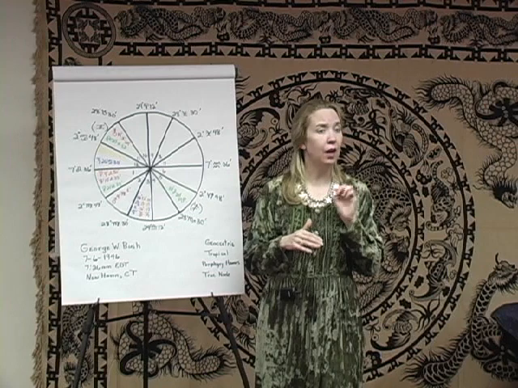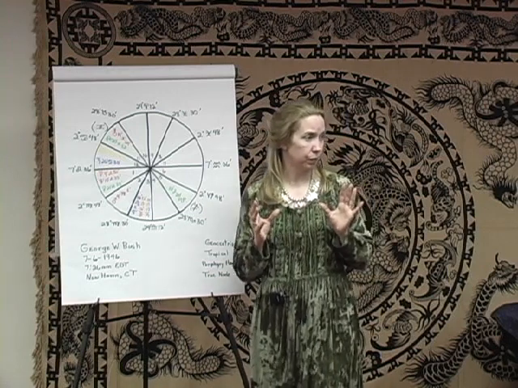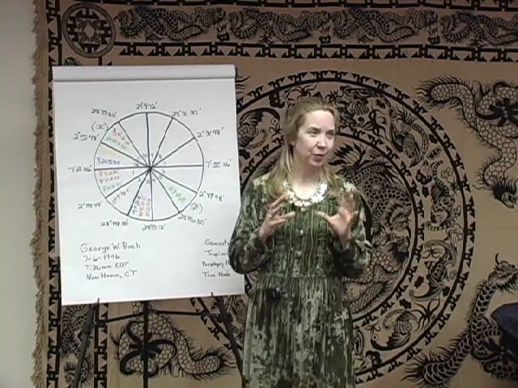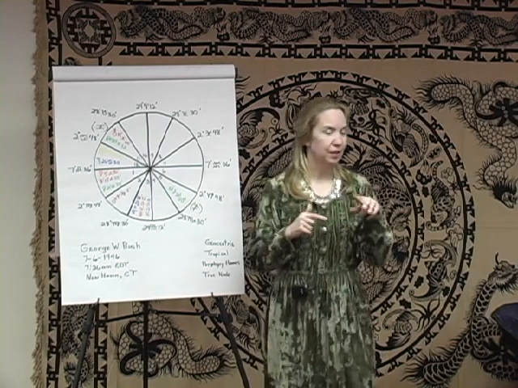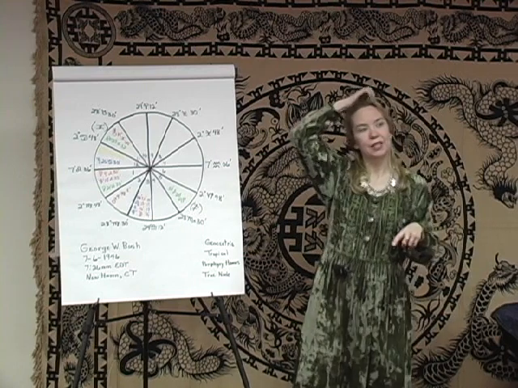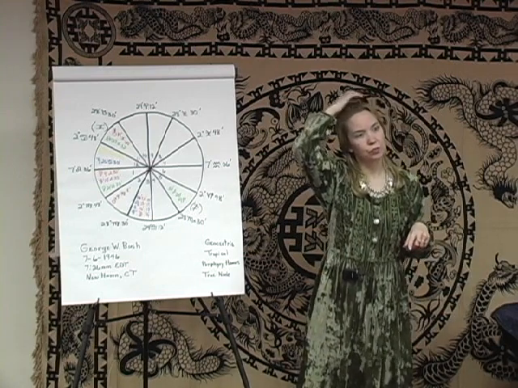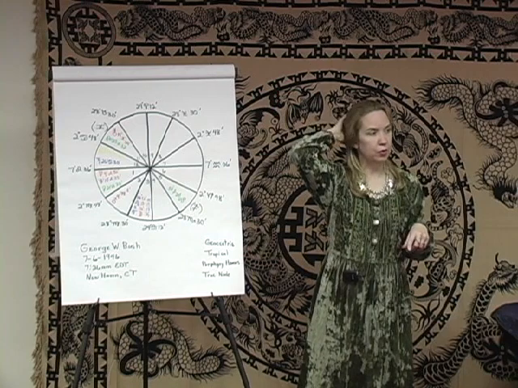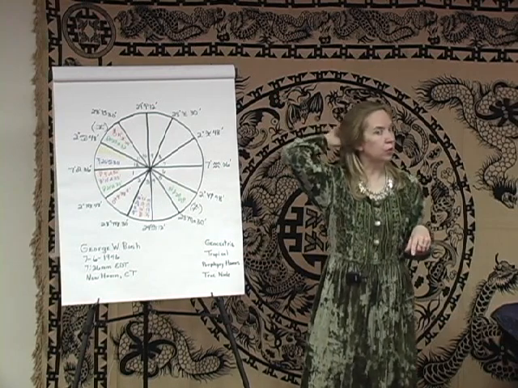And then the sign and the house fill in the details for you. Okay? Following? Now let's flip it. Let's have Pluto conjunct the north node. Okay? Instead of Pluto conjunct the south node, we have Pluto conjunct the north node.